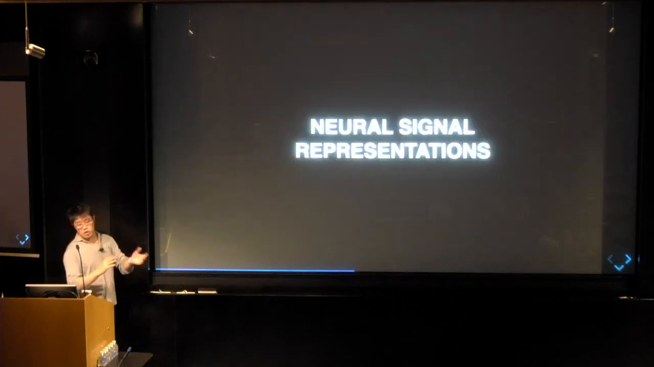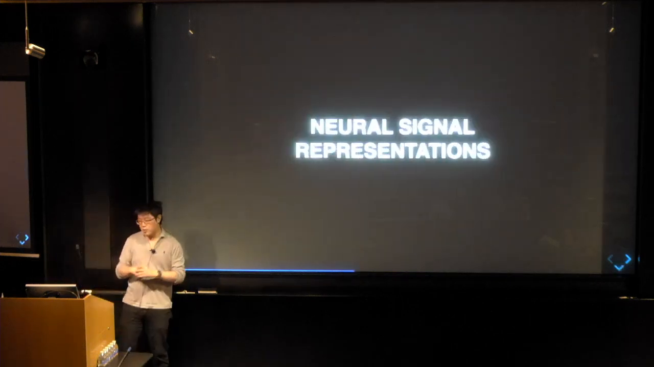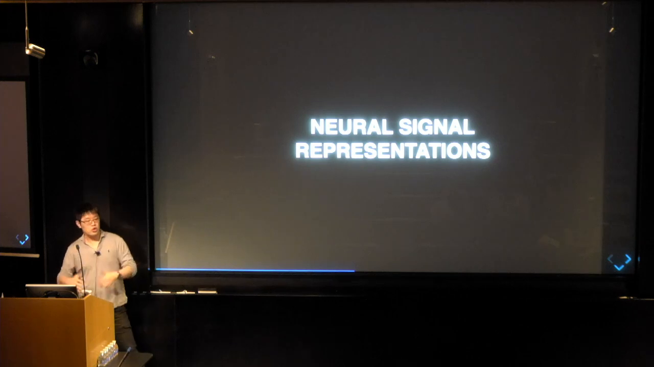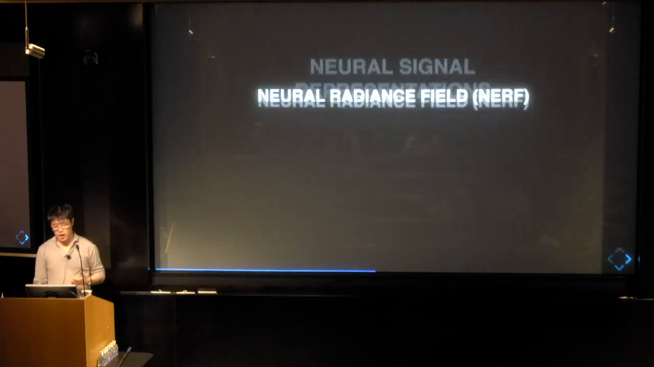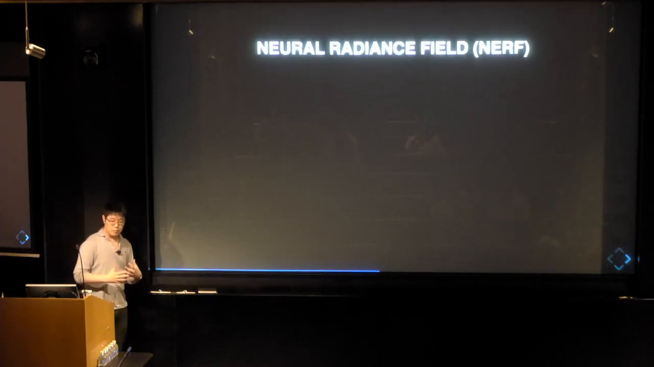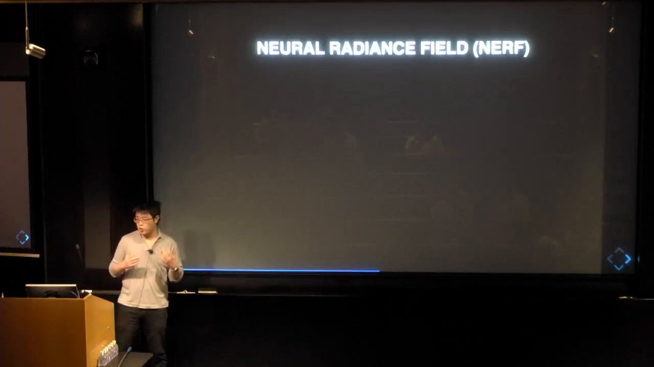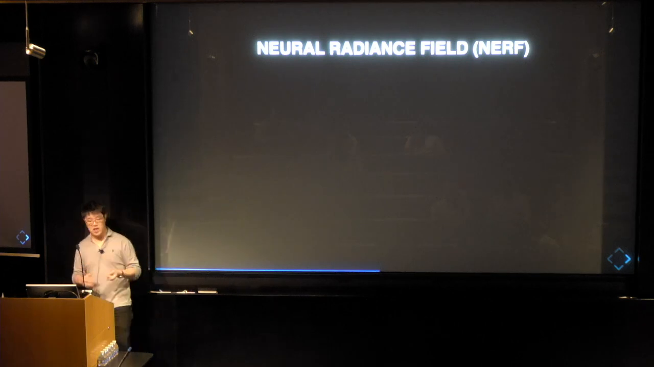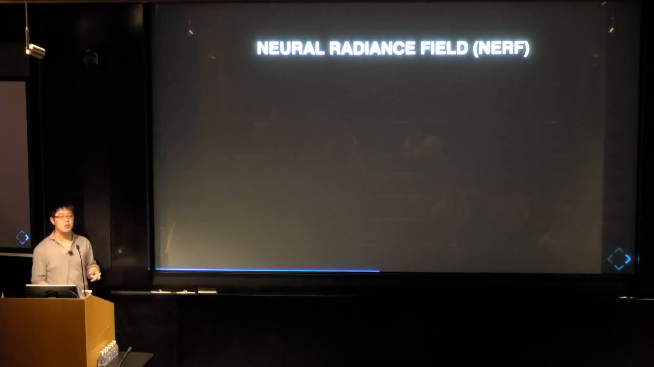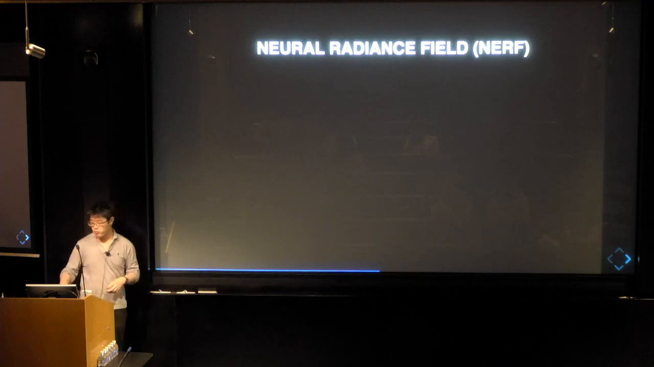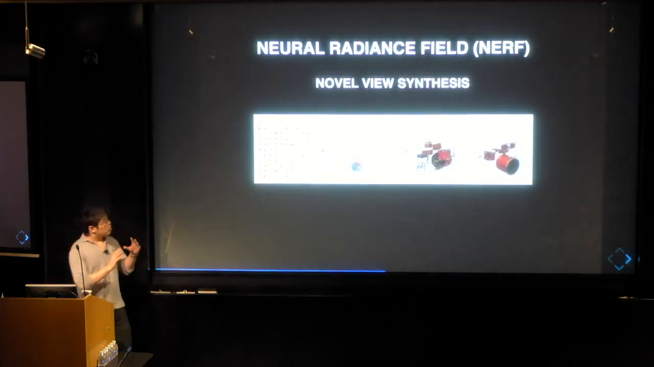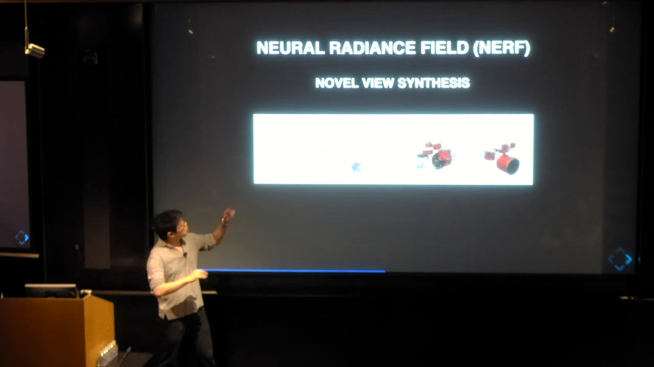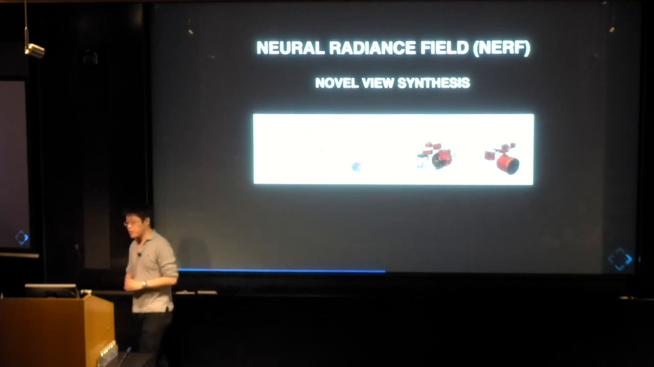OK, so now let's move on to the meat of this talk, which is the idea of a neural signal representation. I will illustrate it with the main paper that kicked this idea off, which is neural radiance field. So this is going to be a very specific problem, which means a specific signal that I'm trying to represent, and a specific operator I'm trying to use. The problem I'm trying to solve, let's say for now, is called novel view synthesis.